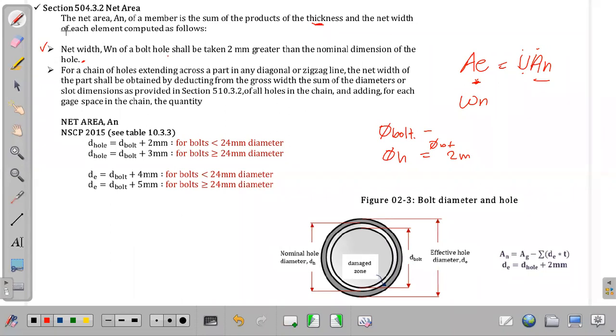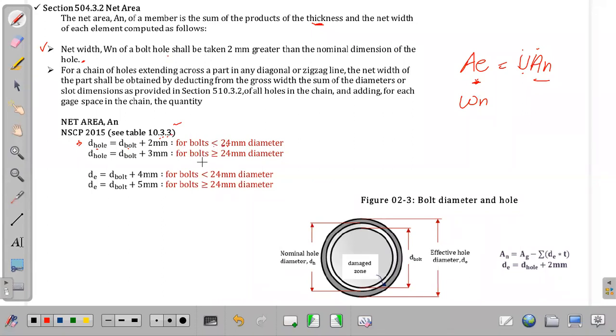Pero pagka tinitignan ninyo as you go on doon sa NSCP natin, pagka tignan ninyo yung table 10.3.3, okay, mamaya i-upload ko yung NSCP code for steel. Pagka tignan nyo yung table 10.3.3, meron siyang provision for the bolt hole or the bolt diameter. Okay? So pagka ang diameter ng bolt mo is less than 24, ang magiging diameter ng hole mo is 2 mm plus yung diameter ng bolt. That is the diameter of hole. Pagka yung diameter ng bolt mo is less than 24.